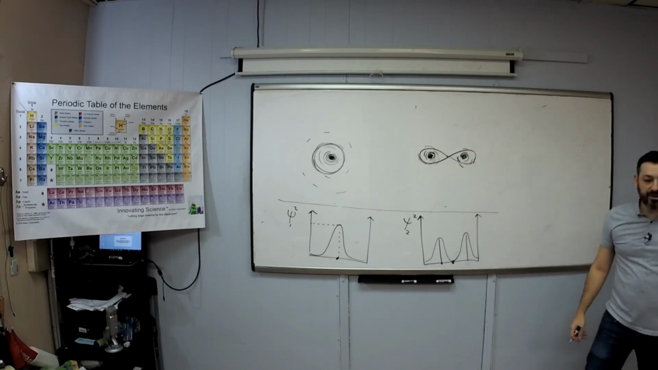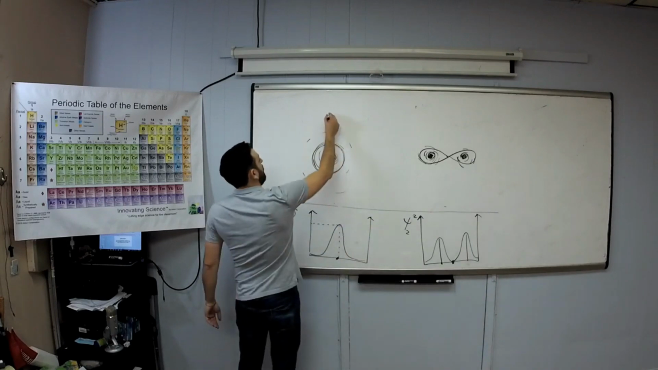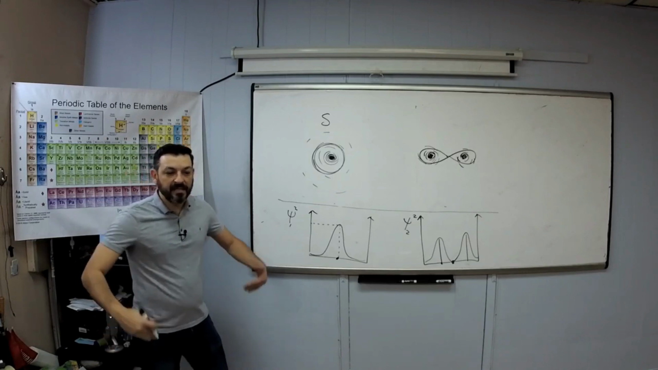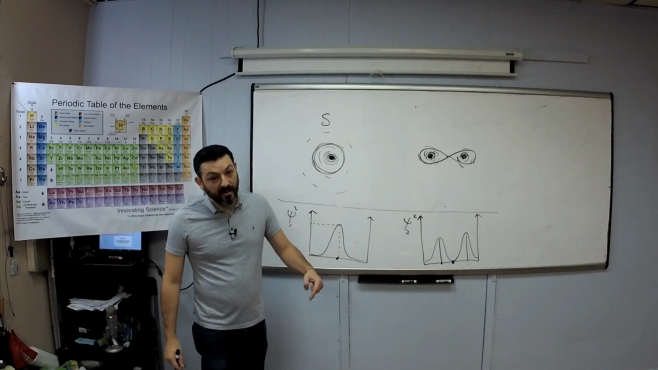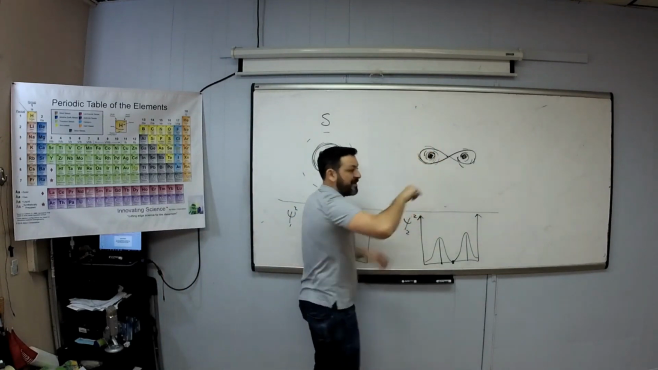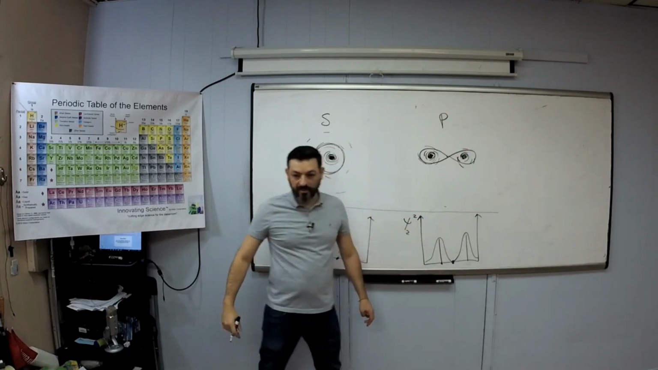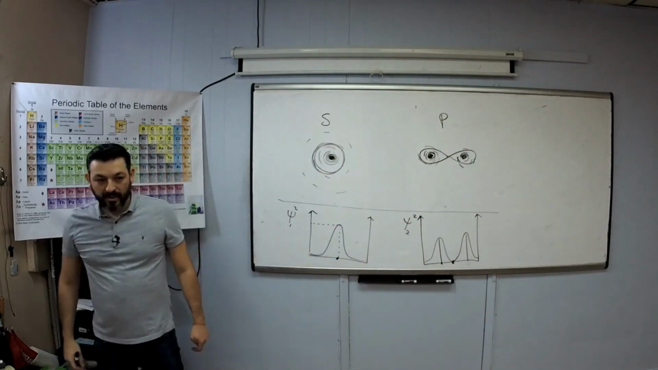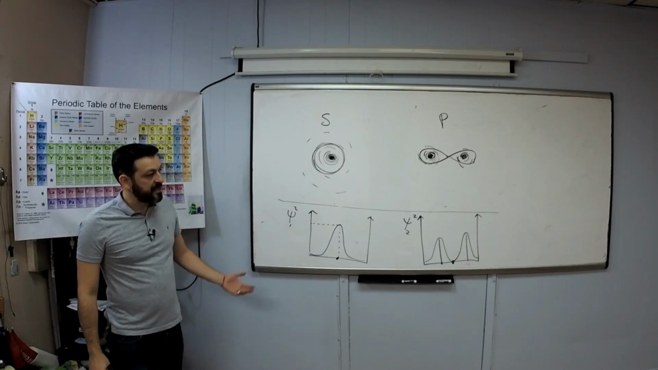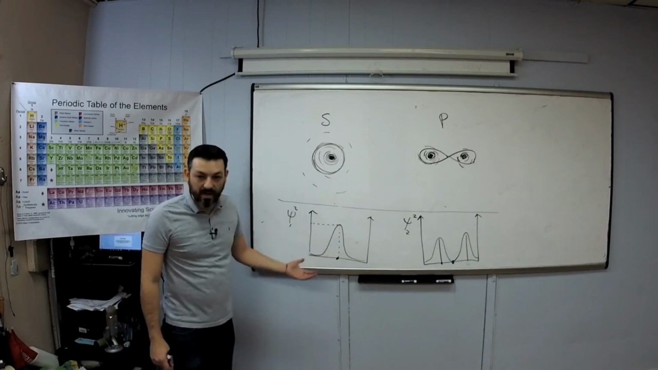So the lowest energy spot to find an electron has a spherical shape, and it's known as an s orbital. And the next lowest energy, but it's not the lowest, it's higher in energy, has a two-lobe, double teardrop type of shape that's known as a p orbital. You're going to see this on exams again, which is why I spent these minutes covering where this comes from.